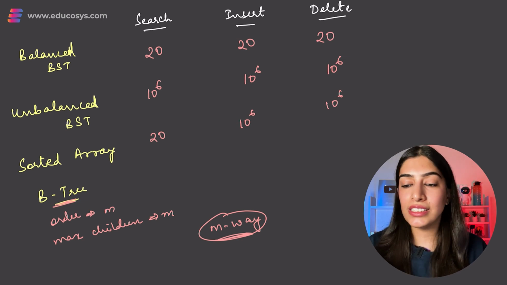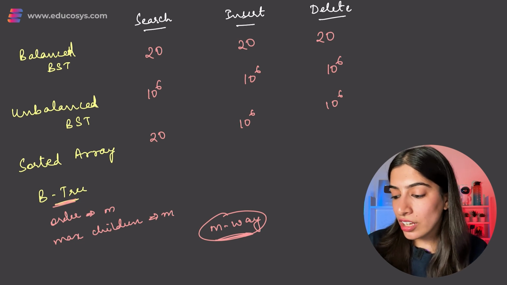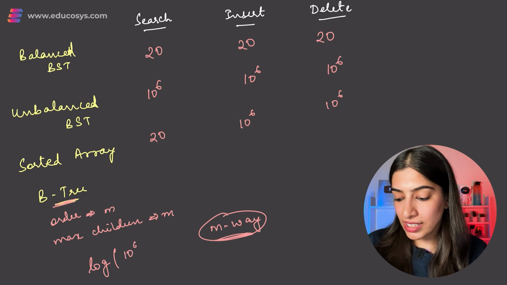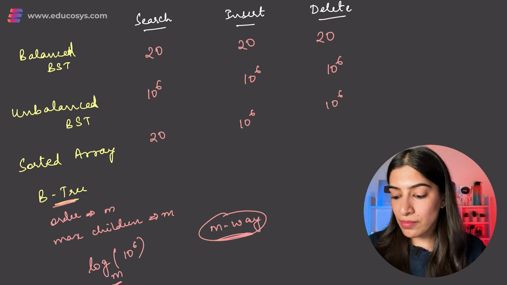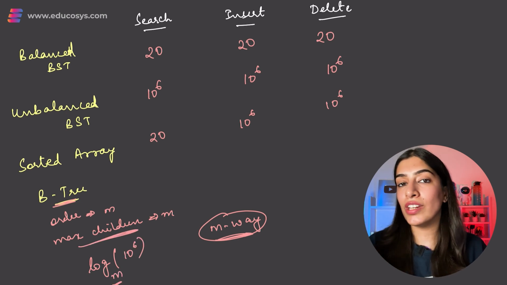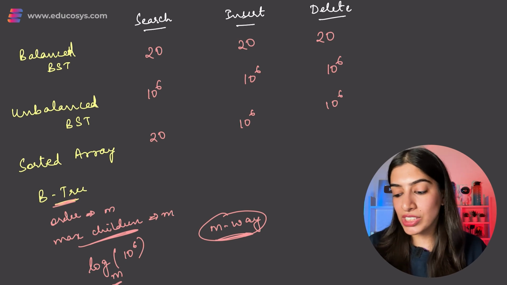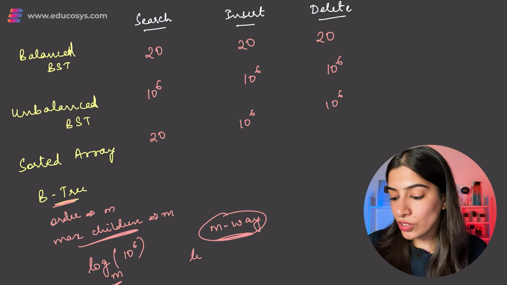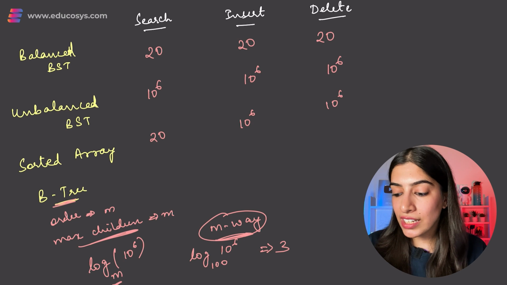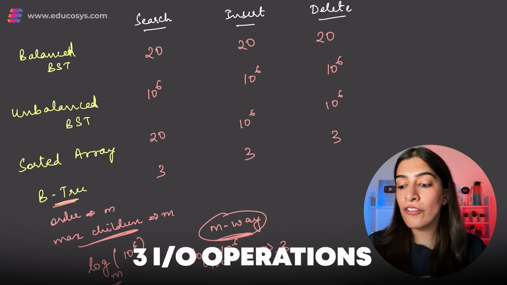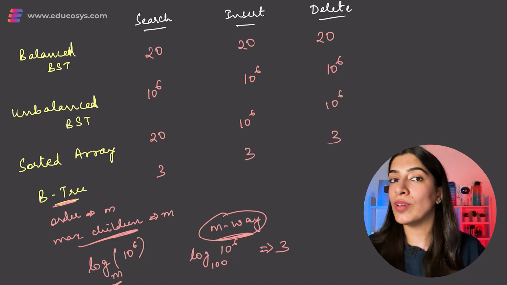There are ways to prove this, but to make things easier for now, I am just telling you that search, insertion and deletion in a B-tree have complexity log of n, so in our case 10 power 6, base m. So m is the maximum children that every node can have. Suppose we consider a B-tree with maximum children 100. Then it would become log of 10 power 6 base 100, which is equal to 3. So we would essentially need just 3 IO operations for all search, insertion as well as deletion.